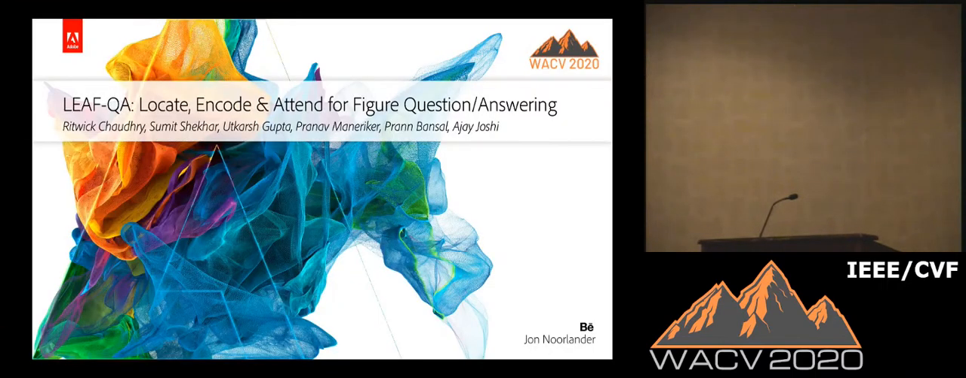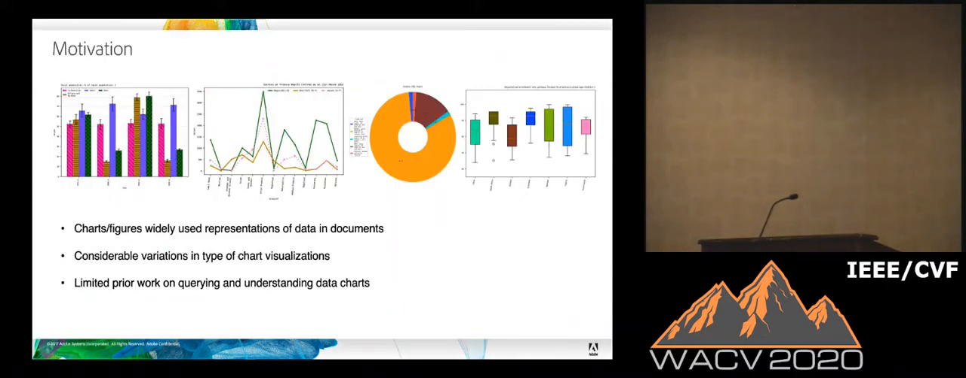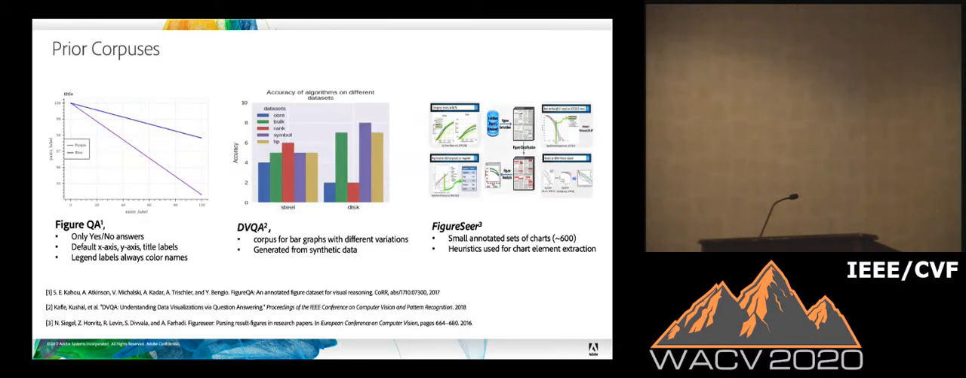Presenting our work on LeafQA: locate, encode, and attend for figure question answering. Charts and figures are widely used in documents. However, there is limited prior work on querying and understanding these data charts. The key reason for this is lack of corpuses for understanding the chart images, specifically FigureQA and DVQA, which are generated from synthetic data and hence have limited variations. They also deal with limited types of charts. These figures here are a small annotated set of charts, however, it's not scalable to our purpose.